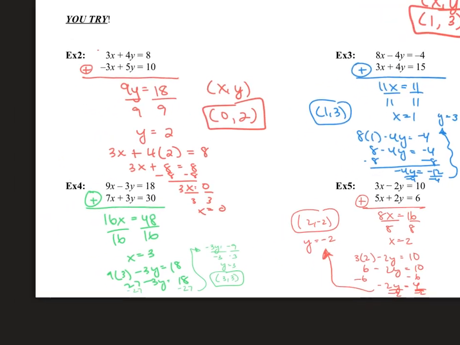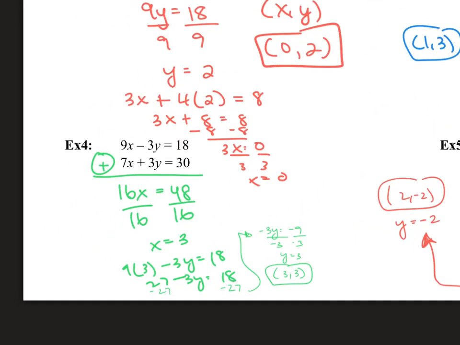On example 4, again, I have to add because it's -3 plus 3, so that's what is going to cause it to disappear. 9x plus 7x is 16x. 18 plus 30 is 48. Divide both sides by 16. I'm going to get x equals 3. And so then I happen to plug it in here. So 9 times 3 is 27 minus 3y is 18. We're going to subtract 27 from both sides because 27 minus 27 is 0. Don't forget that that negative has to stay attached with 3. And then divide both sides by -3, and I get y equals 3. And so x is 3, y is 3, (3, 3).